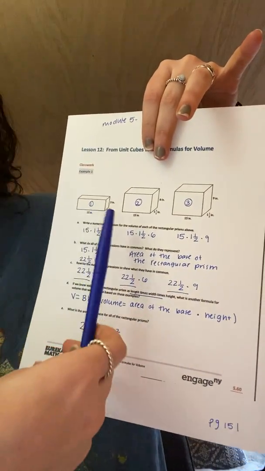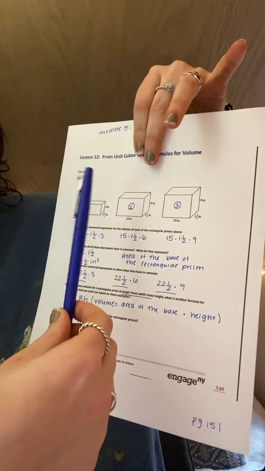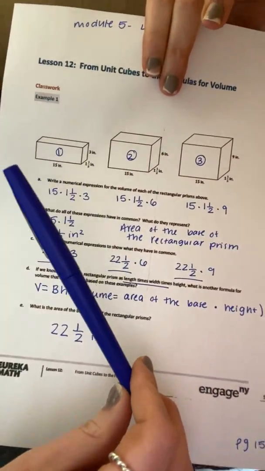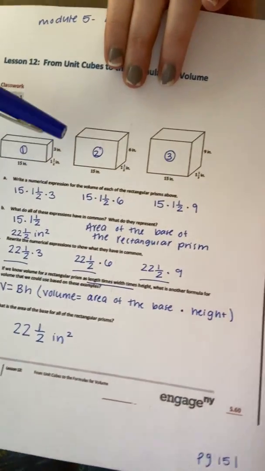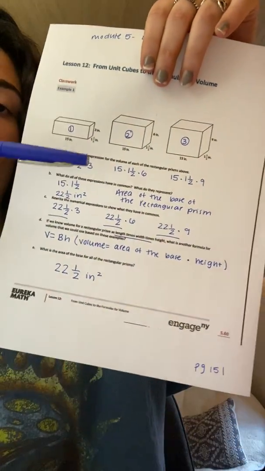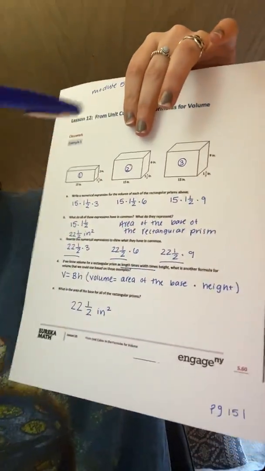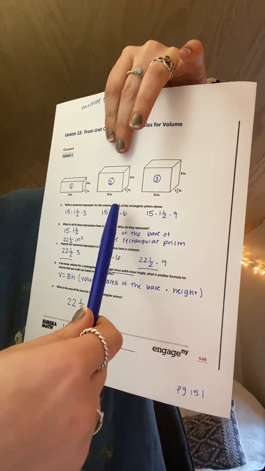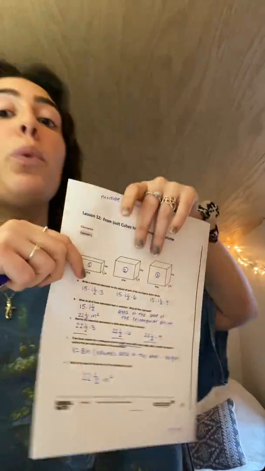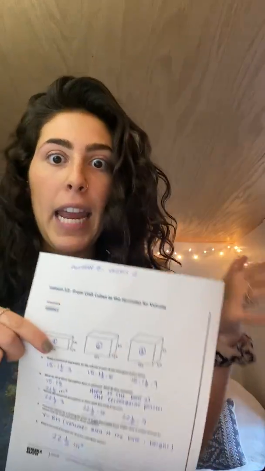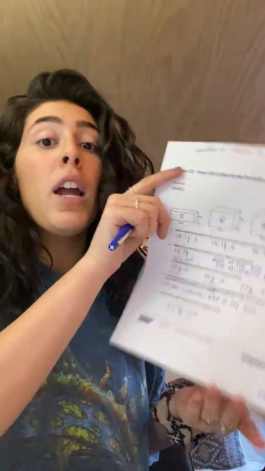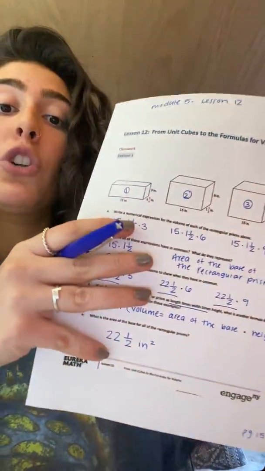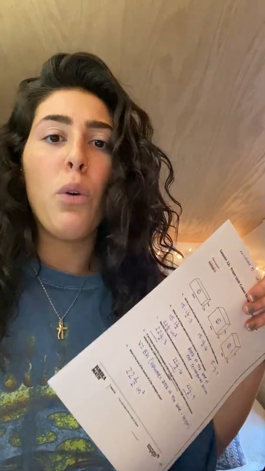As you can see right here, I have 3 different shapes. I went ahead and labeled them 1, 2, and 3. This is going to help you organize your thoughts a little bit better. So for A, it says write a numerical expression for the volume of each of the rectangular prisms. We know that when we find volume, it's length times width times height. But it's just asking for an expression. You don't need to write out an equation or anything.